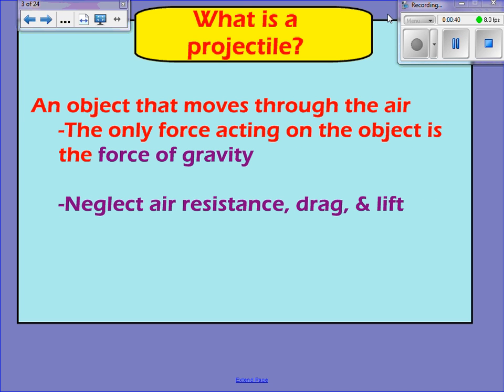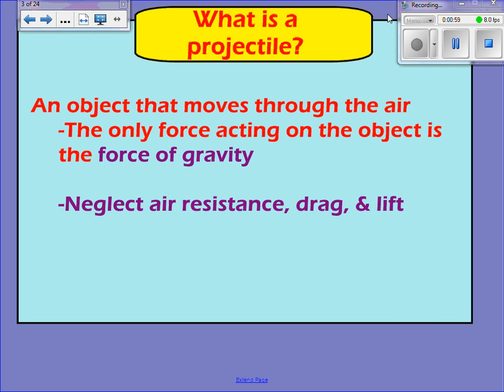Before we get started, let's go ahead and accomplish Objective 1, which is what is a projectile? A projectile is defined as an object that moves through the air. The only force acting on the object is the force of gravity. Now, theoretically speaking, or ideally speaking, there is no such thing as a projectile on Earth.